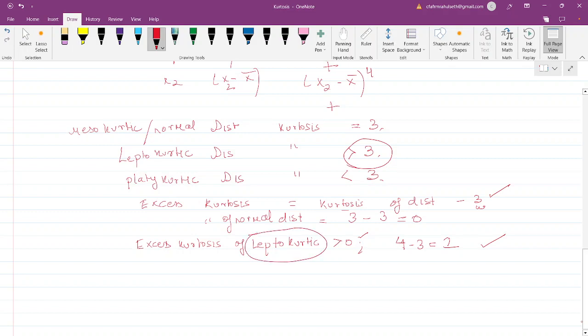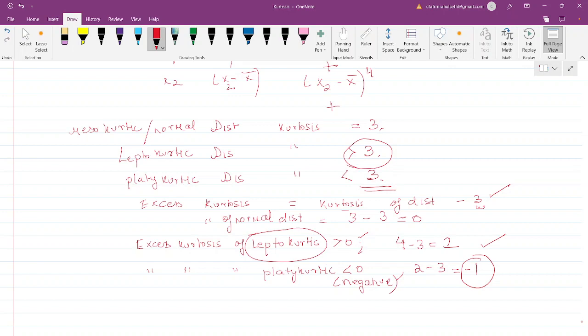that basically means that the distribution is leptokurtic, and naturally the excess kurtosis of a platykurtic distribution is going to be less than 0. It's going to be negative. Why? Because a platykurtic distribution's kurtosis is less than 3, right? So say it is 2, so excess kurtosis is going to be 2 minus 3, which is minus 1. So if in the examination you see a distribution which has an excess kurtosis of minus 1 or a negative excess kurtosis, you have to understand that it is a platykurtic distribution, right?